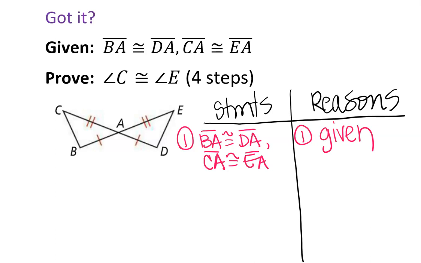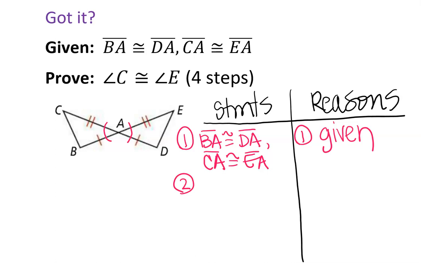Okay, so I'm going to check to make sure they're marked in the picture. Segment BA is a single hash mark. Segment DA is also a single. CA and EA are both double, so we're good there. We don't know anything about parallel lines, so we can't have any other angles the same. But we do know that those two are vertical angles, so those are congruent.